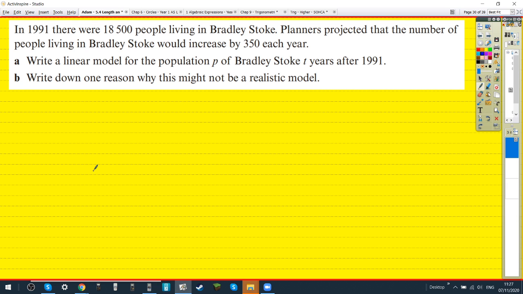So this says write a linear model. Does it mean it wants an equation like a graph? Yeah, it's like the equation of a line. Okay. So first it starts y equals mx plus c.